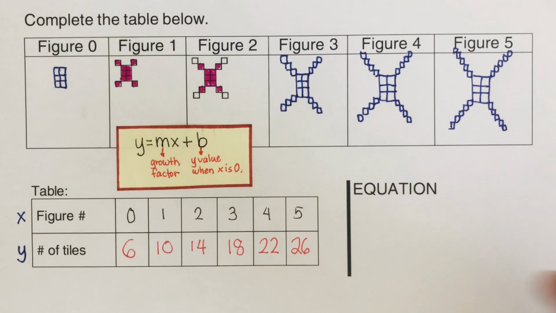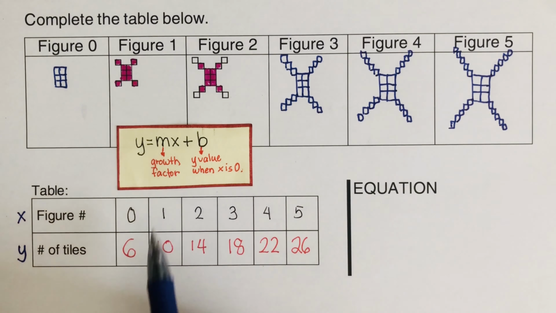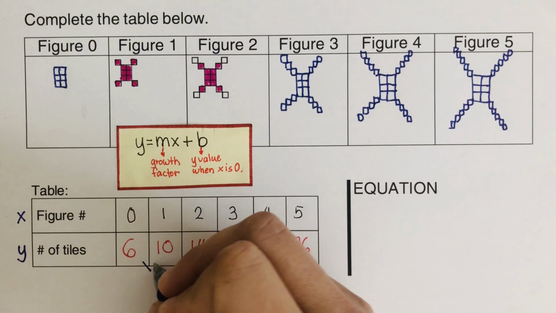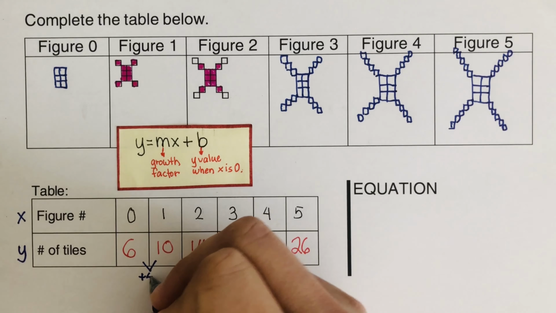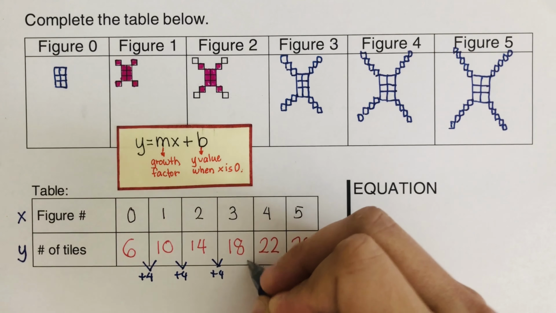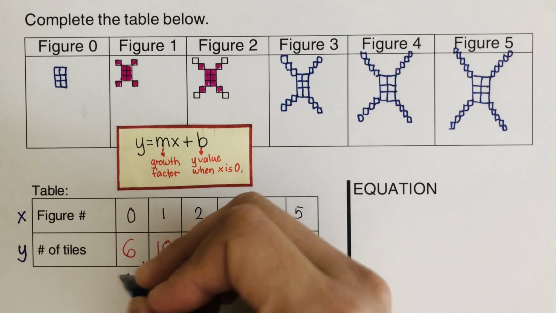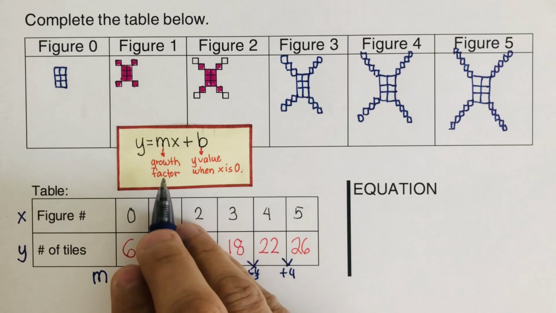And then from here, we can figure out our equation. Remember that the m is the growth factor. How much does it grow by each time? In this problem, we are adding 4 each time. So that's plus 4 and plus 4. So this is our m. M is the growth factor.